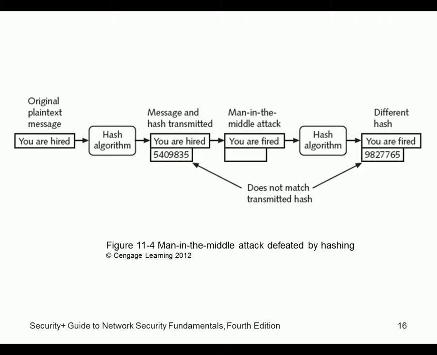Here the message says you are hired. We hash it through our hashing algorithm and come up with a hash. Then someone transmits you are hired with that hash. But then someone changes it. The original message is you are hired, but the man in the middle changes the text to you are fired. On the other end, they get it, run the hash algorithm, and the hashes don't match. So what you need is the message and the hash to prove that they're the same.